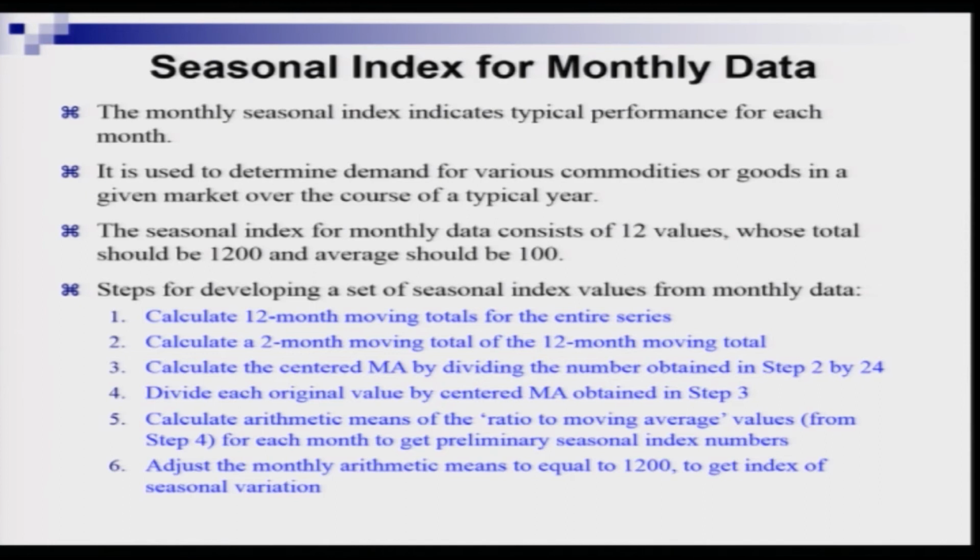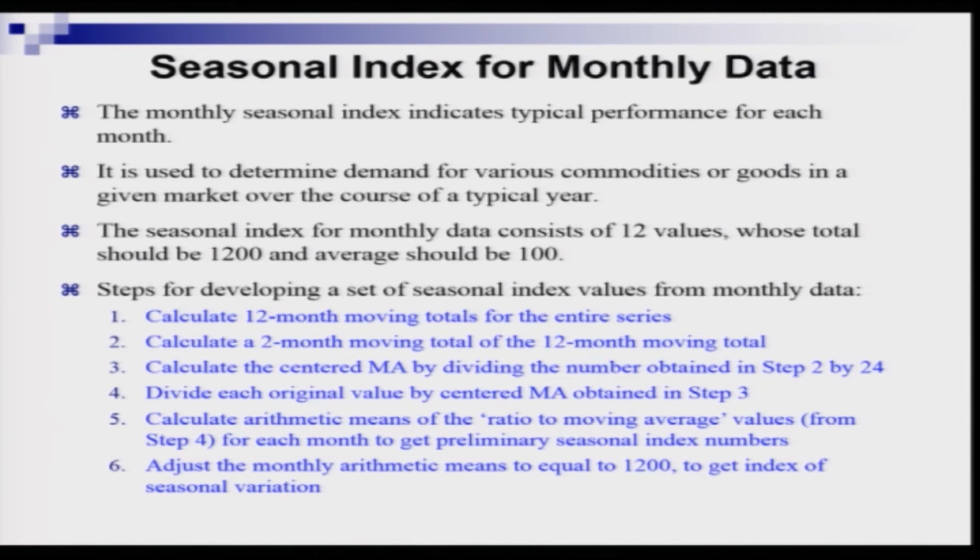In this slide I am going to focus on the seasonal index calculation if we come across monthly data. A monthly seasonal index indicates typical performance for each month. What do we mean by that? Generally it is used to determine demand for various commodities or goods in a given market situation over the course of a typical year. That is why I am saying that this indicates typical performance for each month. Of course, a seasonal index for monthly data consists of 12 values, and the total should be 1200 and the average should be 100.